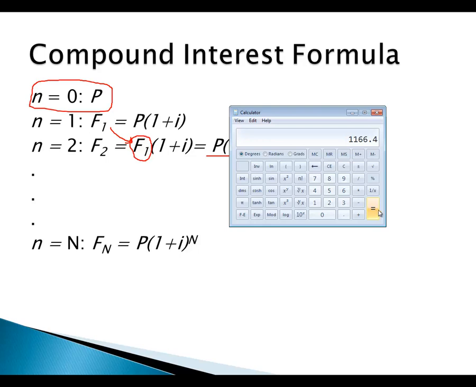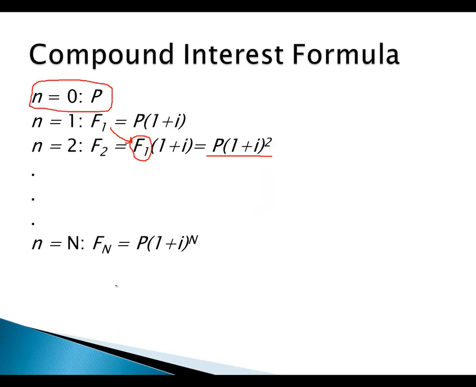So the formula actually is Fn, where n is the number of periods, equal to P, the principal amount, multiplied by 1 plus I, the interest rate, to the power n. And this is the formula that we need to use to calculate the future value of a borrowed amount with the interest rate I, after a number of periods n.